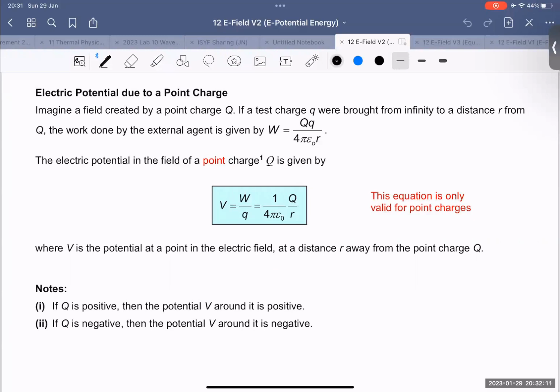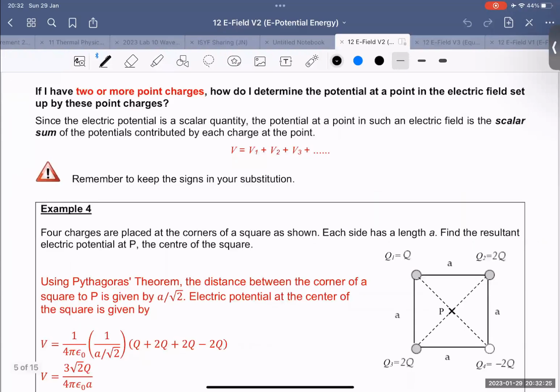If I have 2 or more point charges, how do I determine the potential at a point in the electric field set up by these point charges? So since the electric potential is a scalar quantity, the potential at a point in such an electric field is a scalar sum of the potential contributed by each charge at the point.